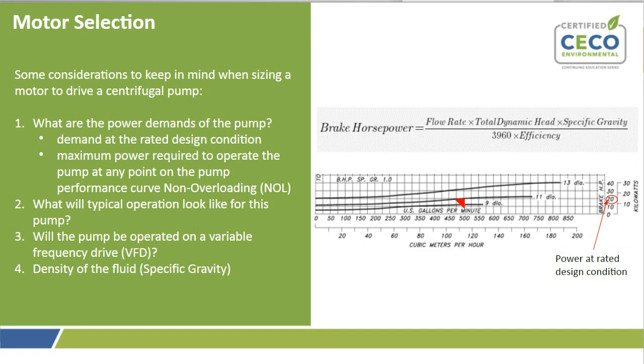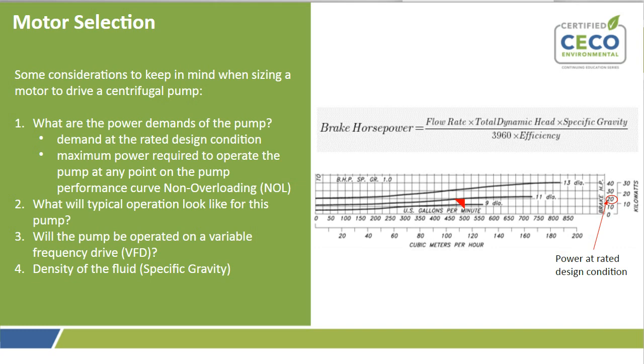Motor selection. Again, this is a curve that is on the pump curve, on all the pump curves. We can see that with an 11-inch impeller diameter, which I have circled on the chart there, at 500 gallons per minute, the pump is basically requiring approximately 20 horsepower to operate at that point.